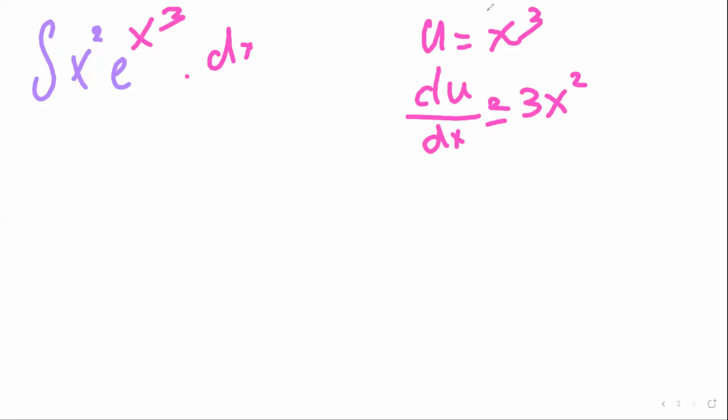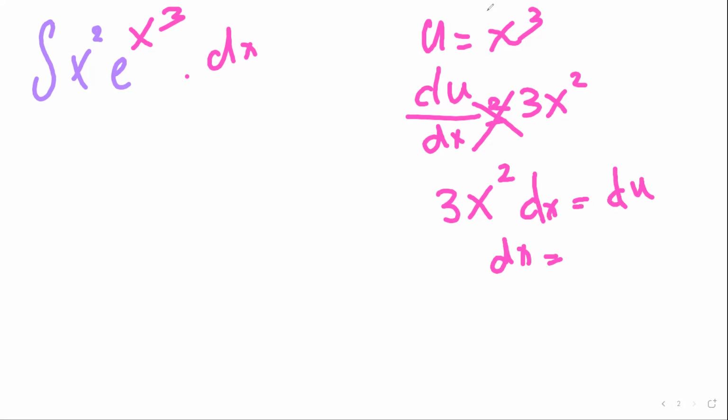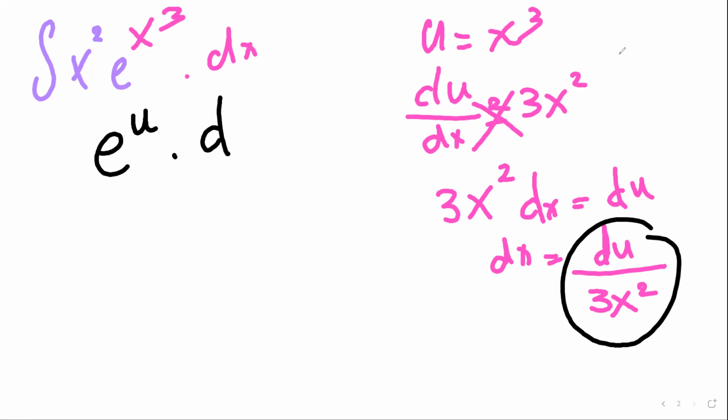As I told you, now I need to replace dx. By cross product, 3x squared dx will be du, so dx will be du over 3x squared. Then let's come back here. Now e to the power x cubic, I replace it as e to the power u, and dx, I replace it as du over 3x squared.